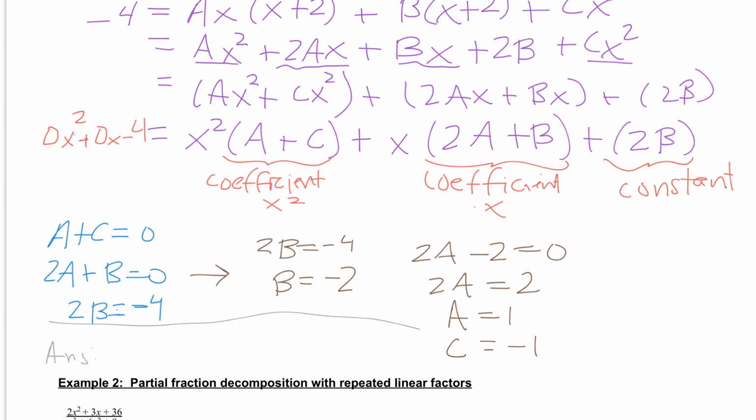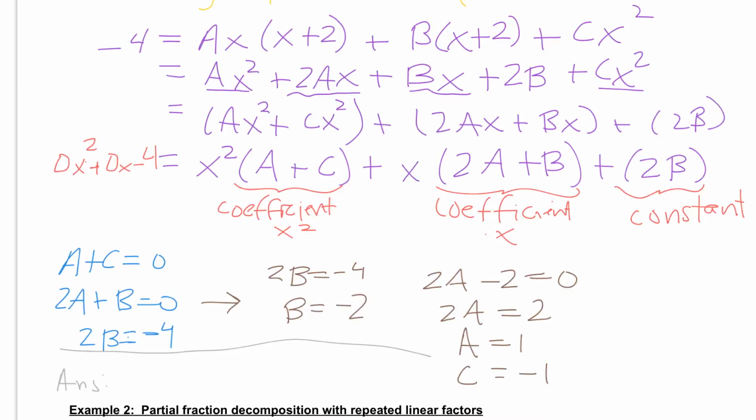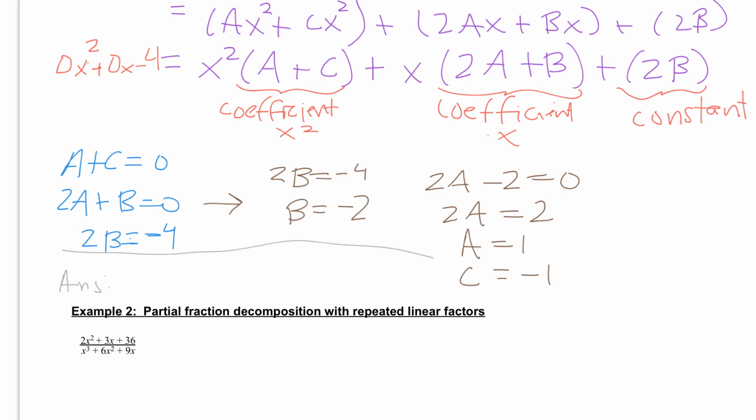Here's my answer. So again, I'm coming back all the way to the top here. And I'm going to plug in my A, my B, and my C value. So that means my answer is I get 1 over x plus negative 2 over x squared plus negative 1 over x plus 2.